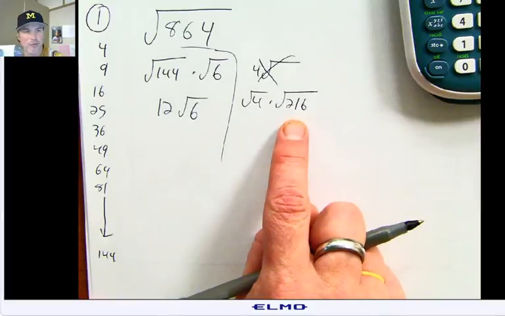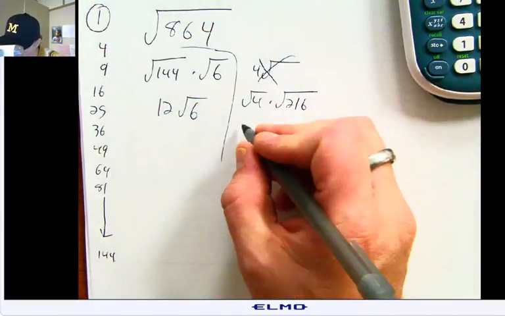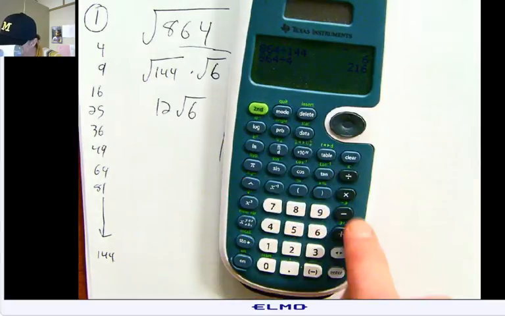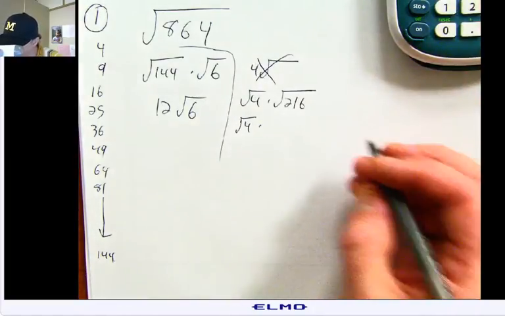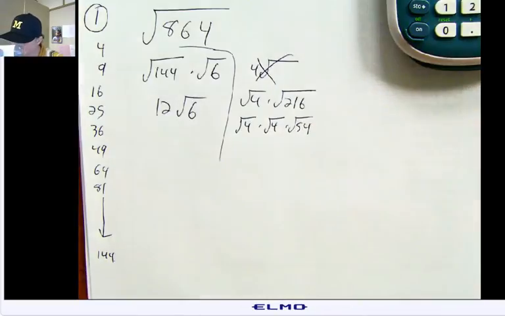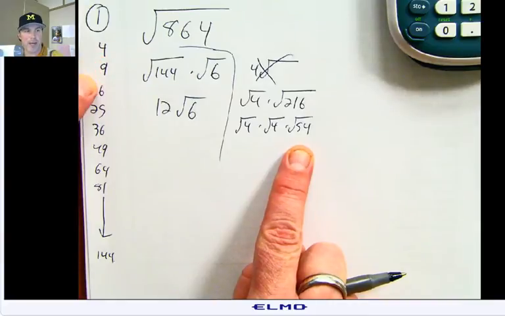Well, let's see. I know if a 4 divides out of 16, a 4 would have to divide out of 216. So this becomes square root of 4. And if I divide this 216 by another 4, I get 54. So I have square root of 4 times square root of 4 times square root of 54. And then let's see. 4 does not divide out of 54, but 9 does.